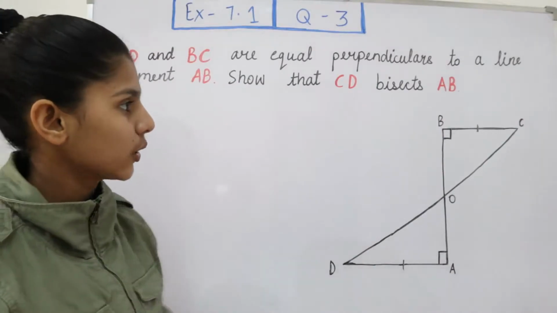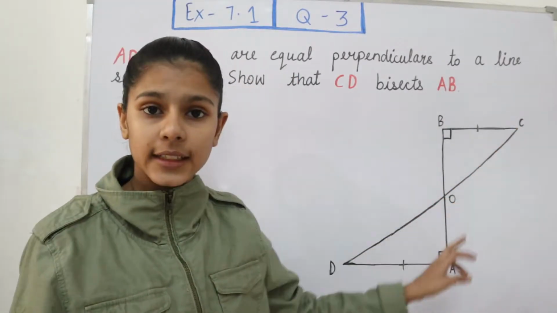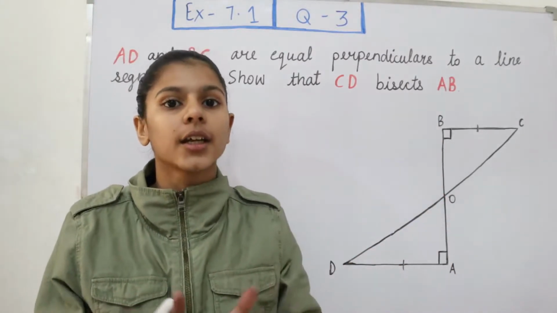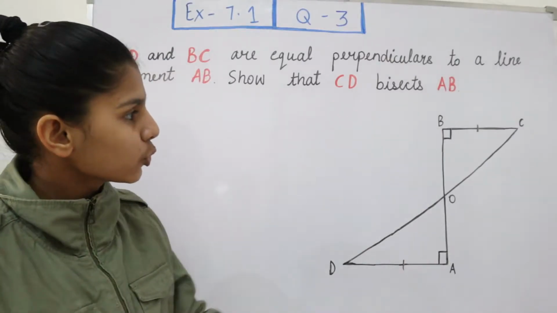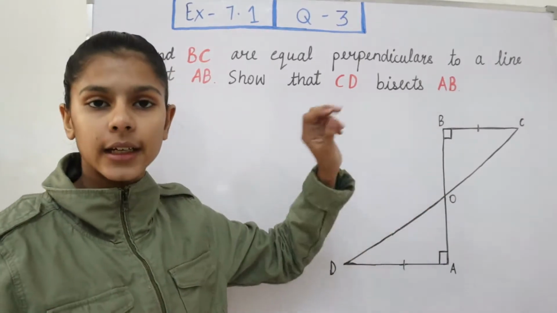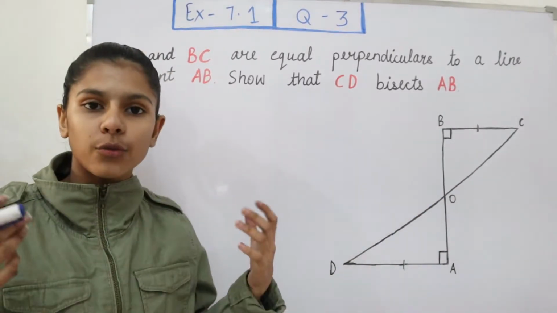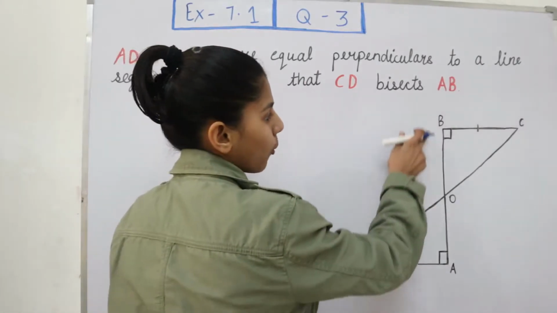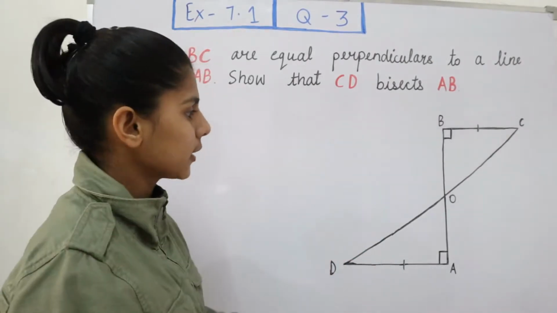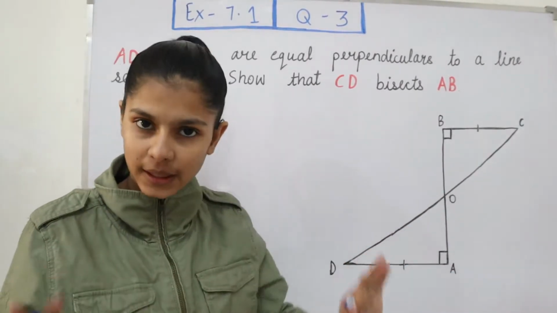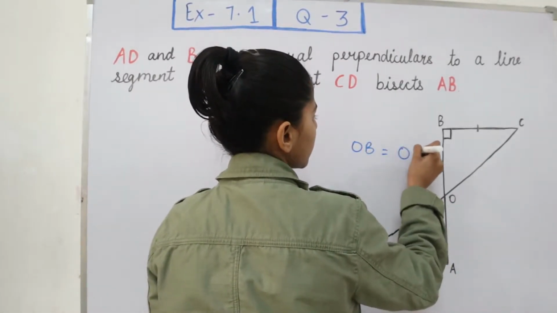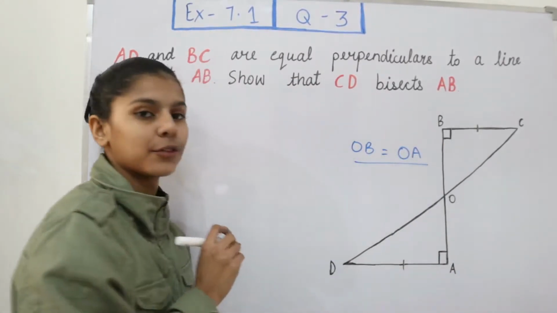So we have to show that this line segment CD is bisecting the line segment AB. Bisecting means dividing that line into two equal parts. So we have to show that CD is bisecting the line segment AB, which means it is dividing it into two equal parts. So what we have to show actually is OB is equal to OA, because if they are divided into two equal parts, it means that OB and OA will be equal. So we have to prove that OB is equal to OA.